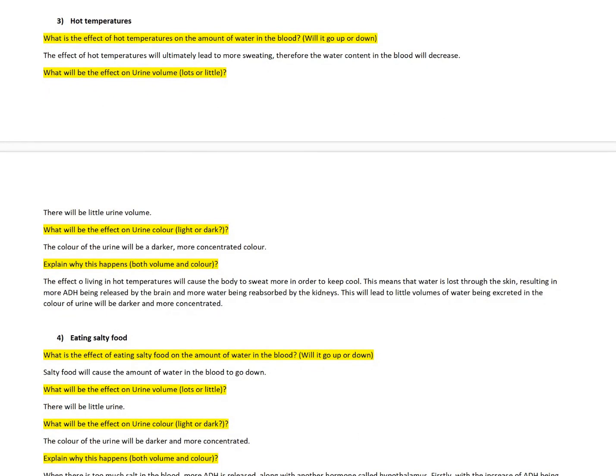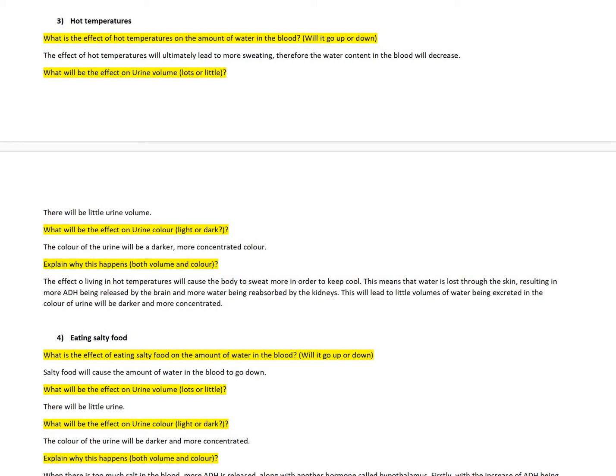Hot temperatures. What's going to happen if it gets hot? Well, if it's hot, you're going to sweat. And if you sweat, that's going to reduce the water content in the blood. And what's that going to do to the effect on urine volume? It's going to go down. And what's going to happen to the concentration? It's going to go up because you're going to have more urea. So that's going to mean that the urine will be darker.